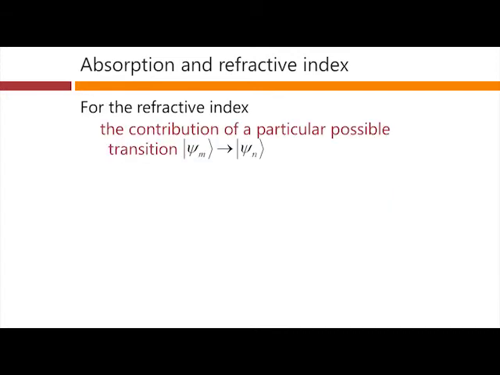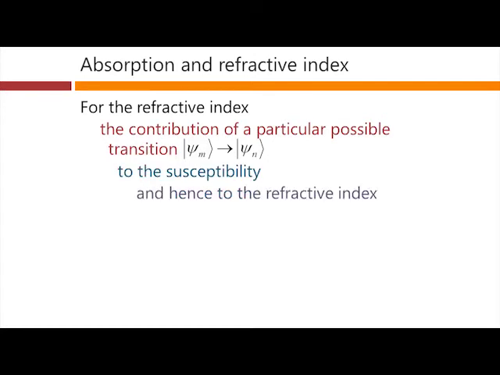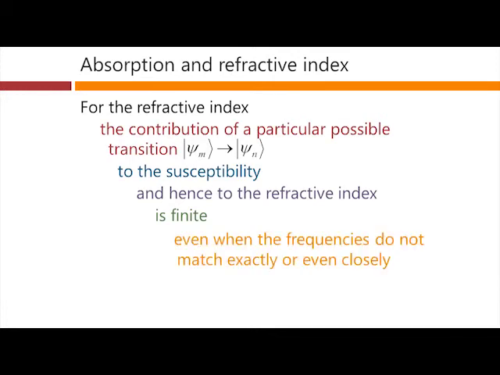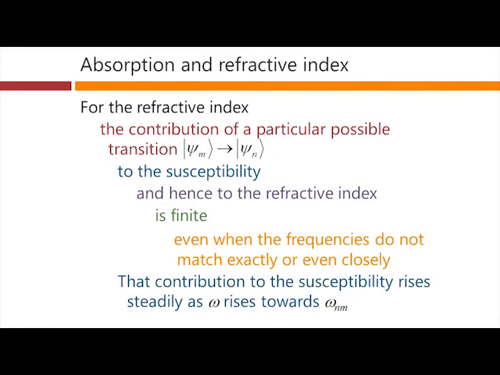But for refractive index, the contribution of a particular possible transition from, say, psi m to psi n to the susceptibility, and hence to the refractive index, is finite even when the frequencies do not match exactly or even closely. That contribution to the susceptibility rises, of course, because of those denominators we saw in our expressions, as omega rises towards omega nm, for example.